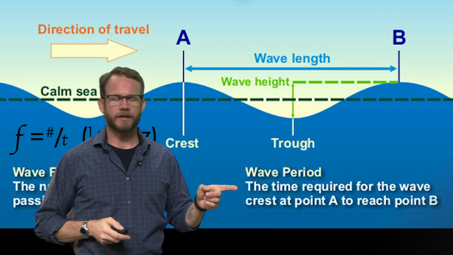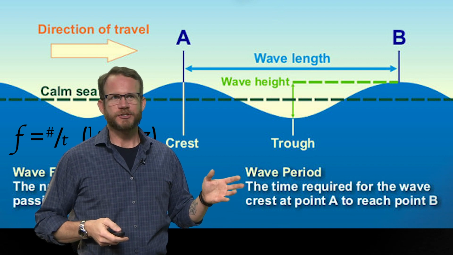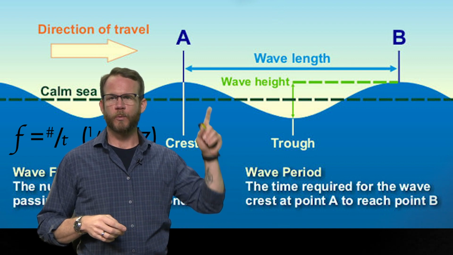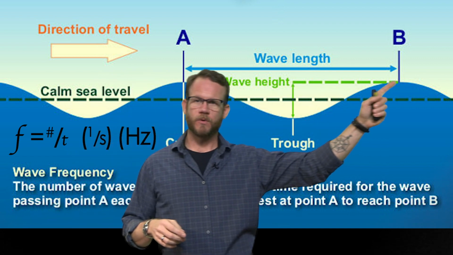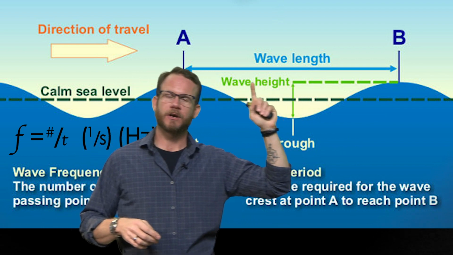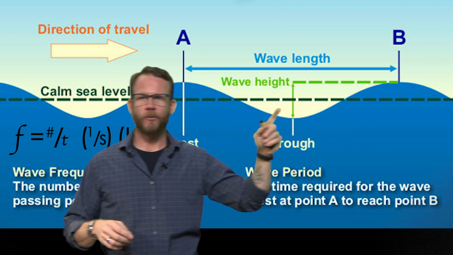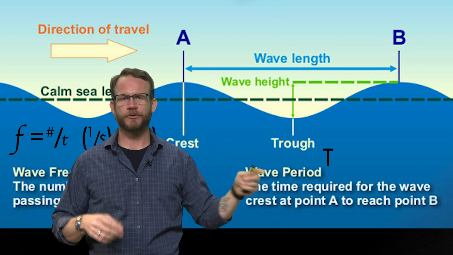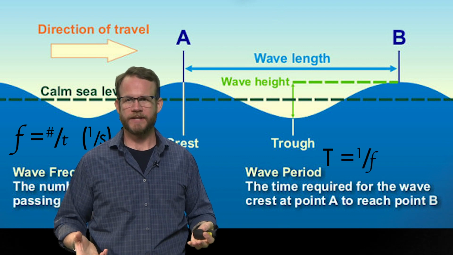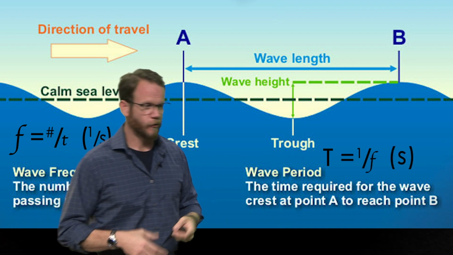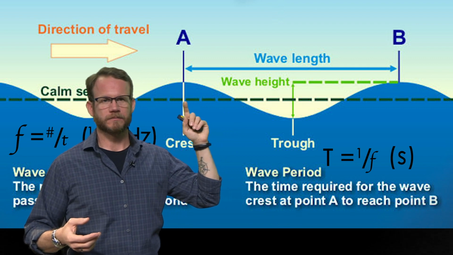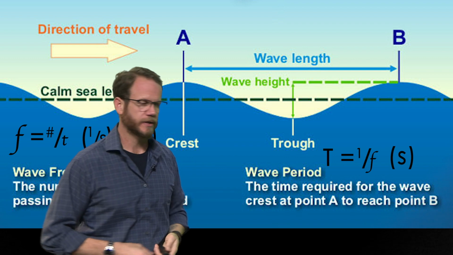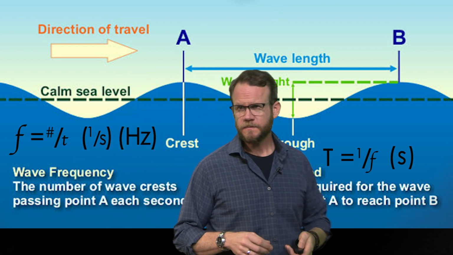The next one is the period. This one's fairly simple. It's just the inverse of frequency. It's the time required for a wave crest to go from A to B. What you'll notice is A to B is just crest to crest. So the time for one wave to go is the period, big T, equal to 1 over the frequency. That's all it means. And that's just in seconds. So the period is however many seconds it takes for a wave to go its own wavelength. That's the period. So those two equations.